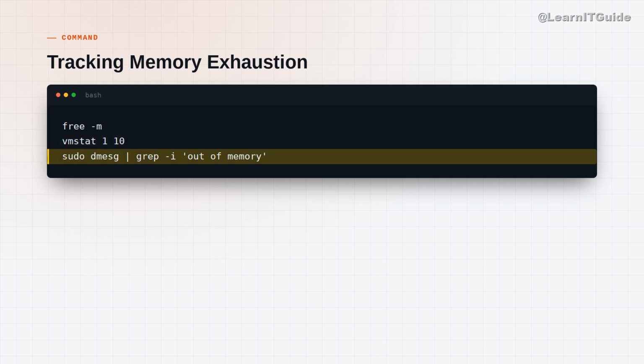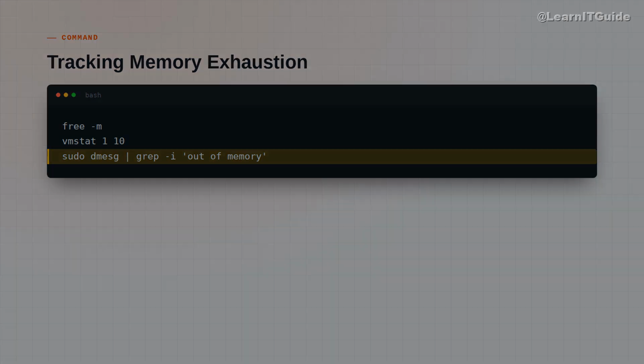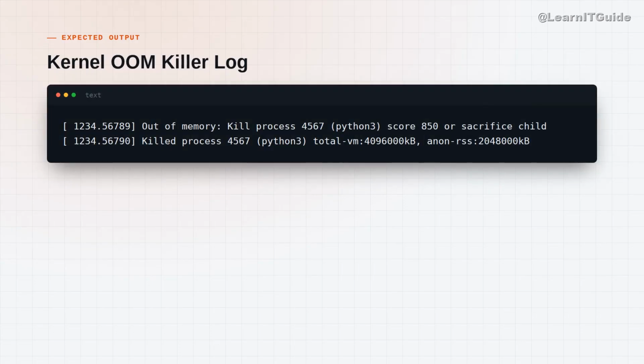And the third, the dmesg command, is the most important. It searches the kernel ring buffer for out-of-memory errors. If you see an OOM killer message, you know exactly which process caused the crash. This is the output when the kernel kills a process to save the system.